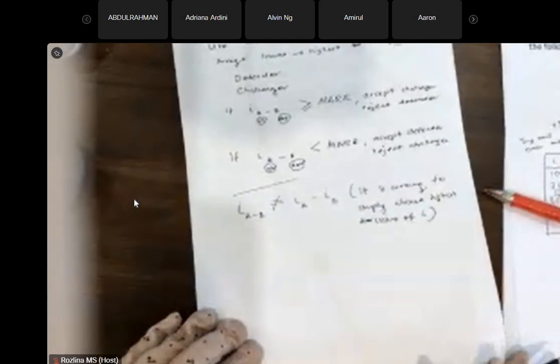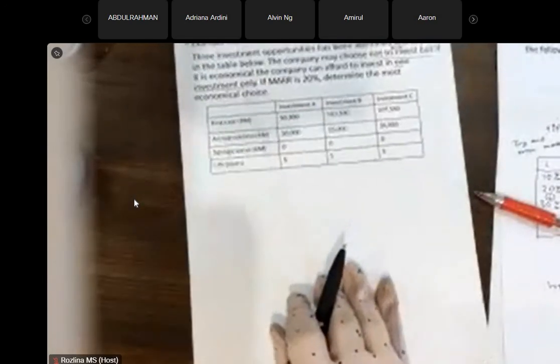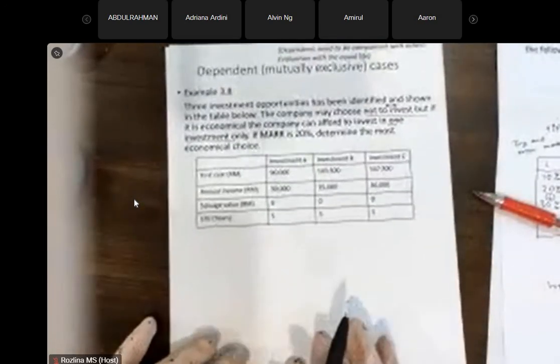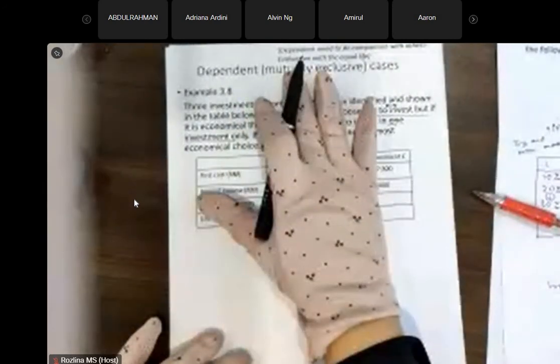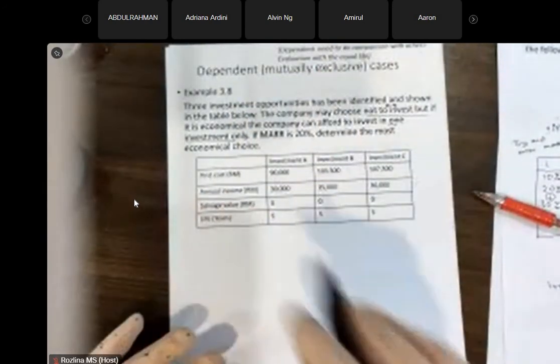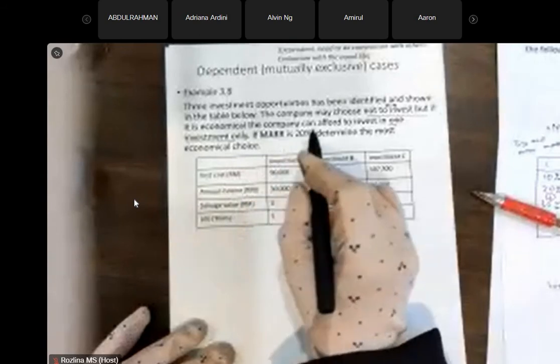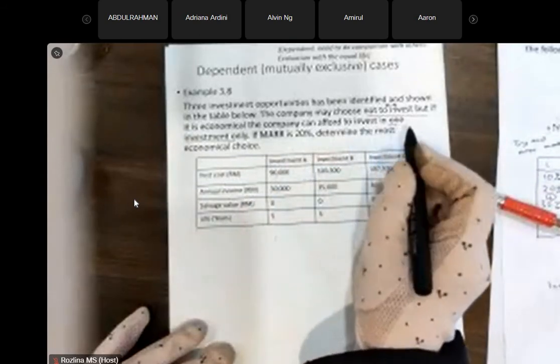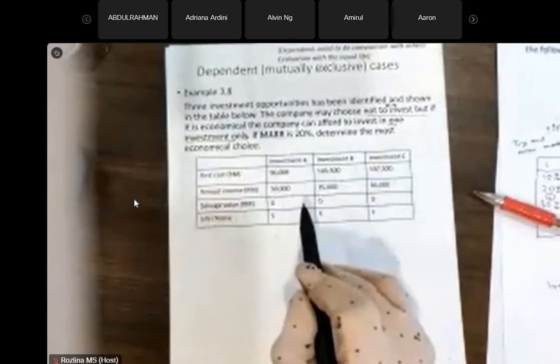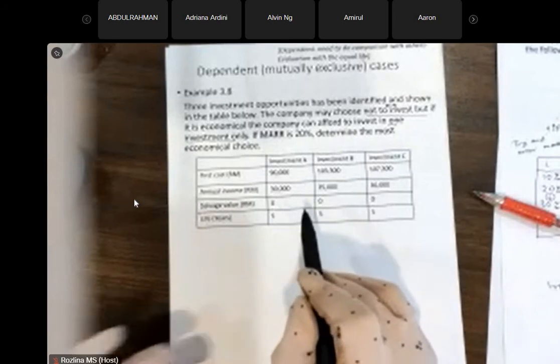Okay, now we go to the case study. We go to the calculation. Three investment opportunities have been identified and shown in the table. We have read this already. So how do we do it?